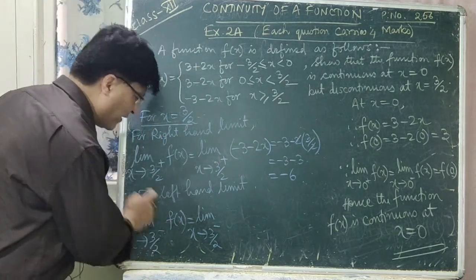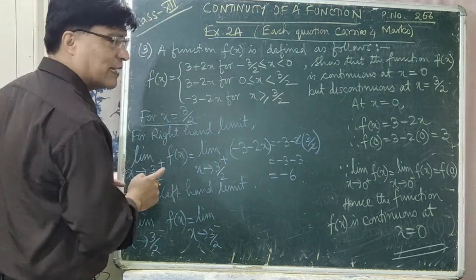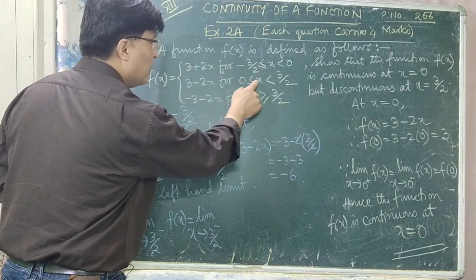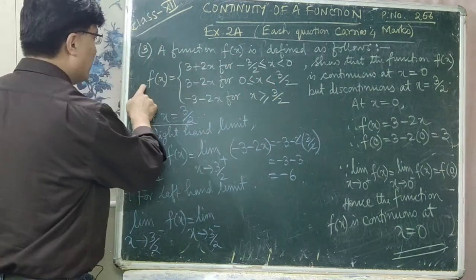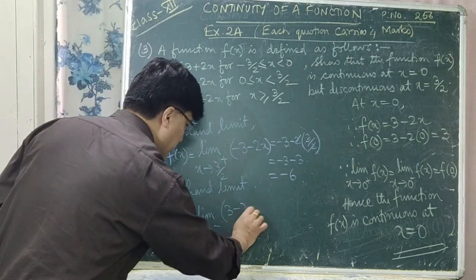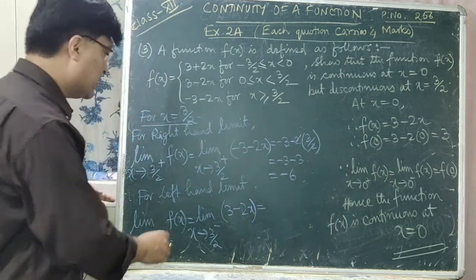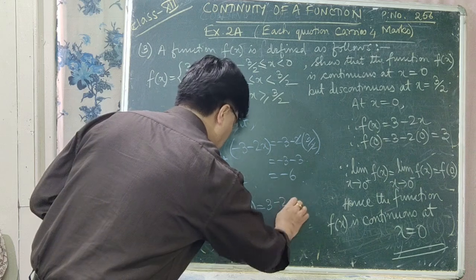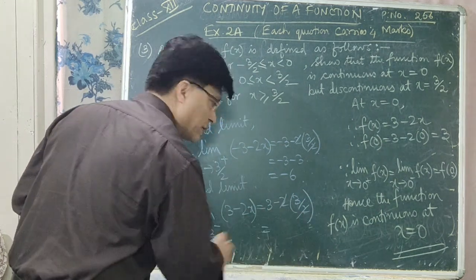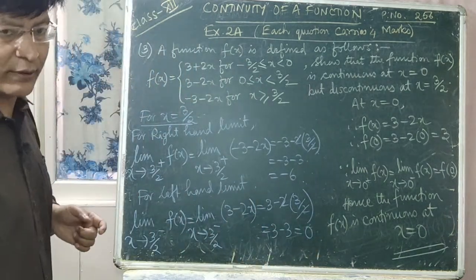So what is the value of f of x when x is less than 3 by 2? Where is x less than 3 by 2 out here? x less than 3 by 2 is here. If x is less than 3 by 2, what is the value of f of x? It is 3 minus 2x. So here you should write 3 minus 2x, which is equal to, now you can put x is equal to 3 by 2 out here. So 3 minus 2 into 3 by 2. Here 2 gets cancelled, right? So it is 3 minus 3, which is equal to 0, right?